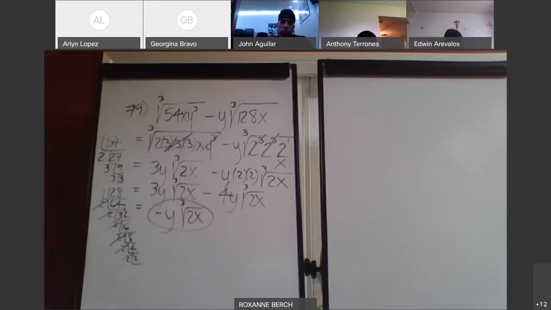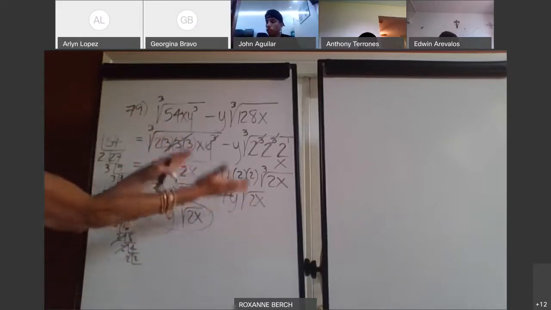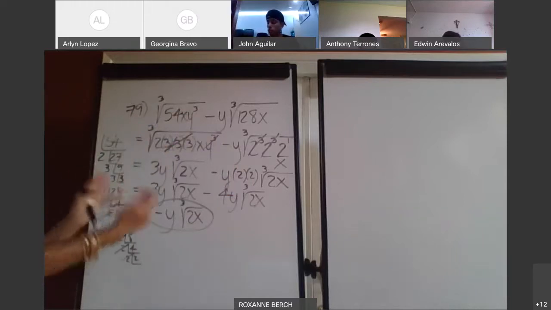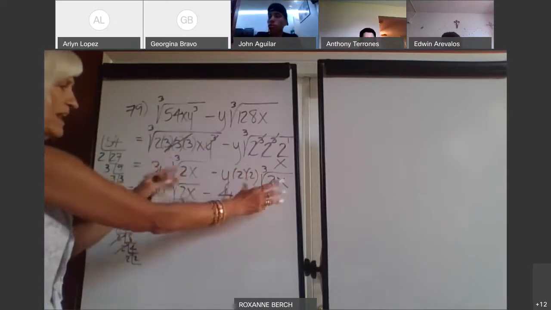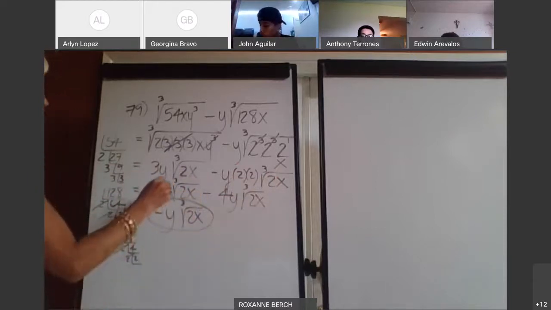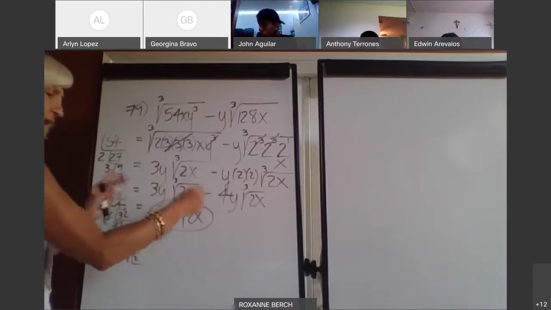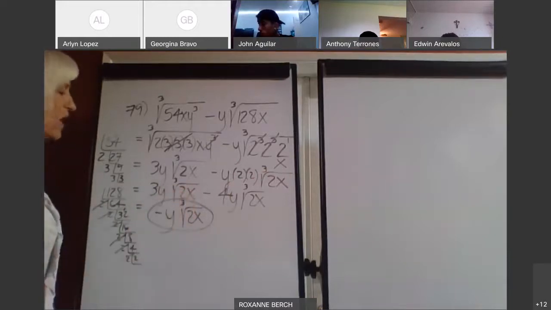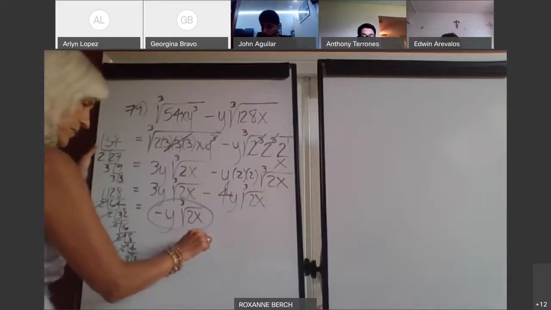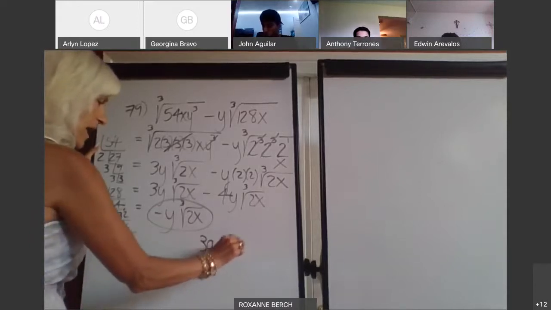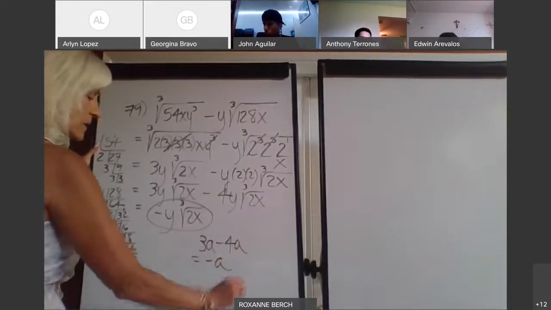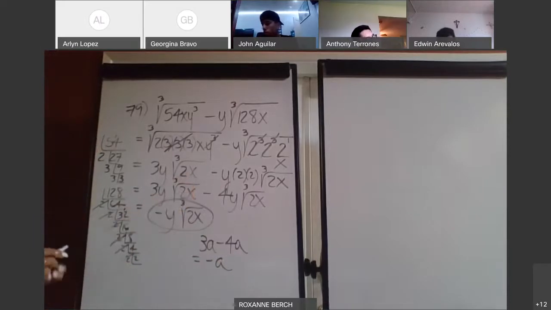I didn't get one with this much work. So basically, you're just simplifying the radicals. After you simplify them by pulling out all the perfect cubes, you look to see if you have the same index and the same radicand, and then you can combine them. As long as this is a y and that's a y, you just mess with the numbers in front. You don't mess with the radical at all. Think of it as 3a minus 4a, you don't change the variable. Same thing with radicals. You treat them like terms.